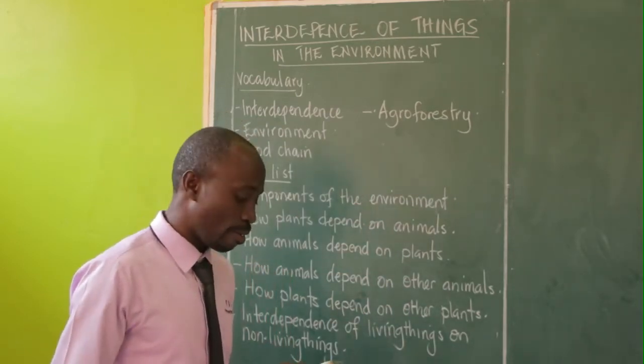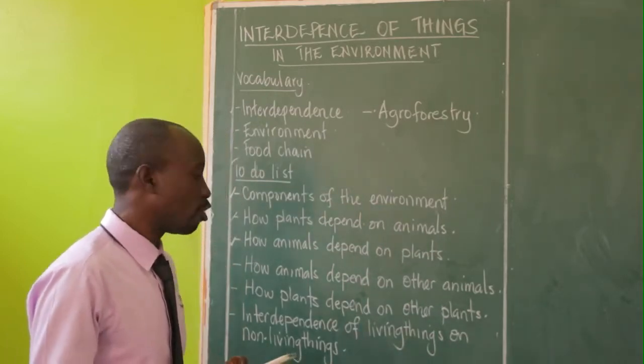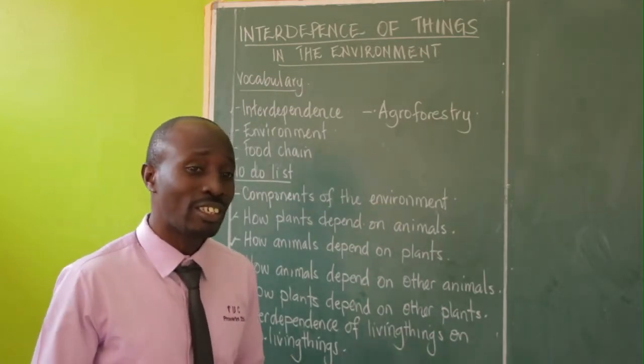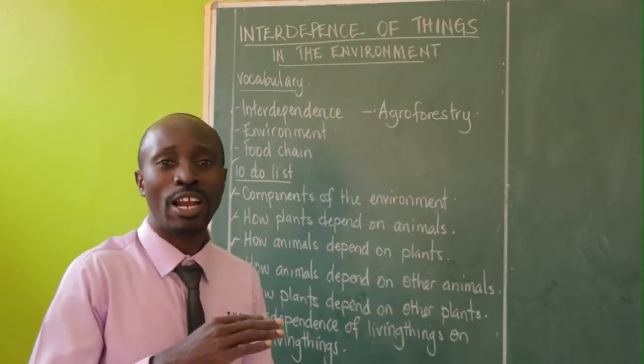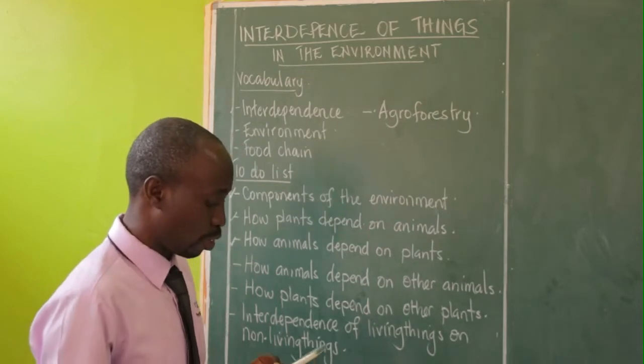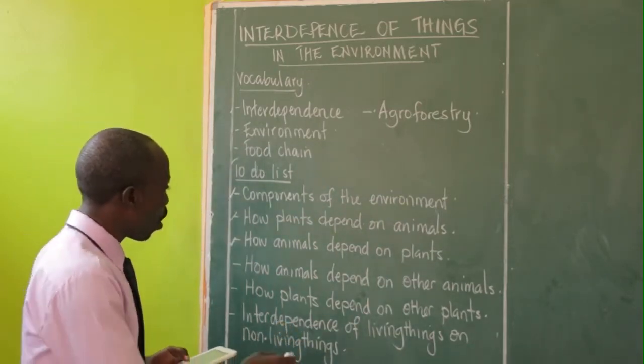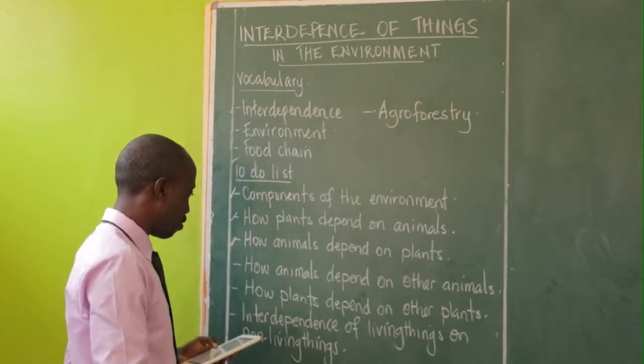So that one can be curative. It can cure some diseases. I told you, like cough, even some skin diseases. The Vaseline you normally use, it is mixed up with some of the plant materials. Okay? So basically, that is how animals depend on plants.